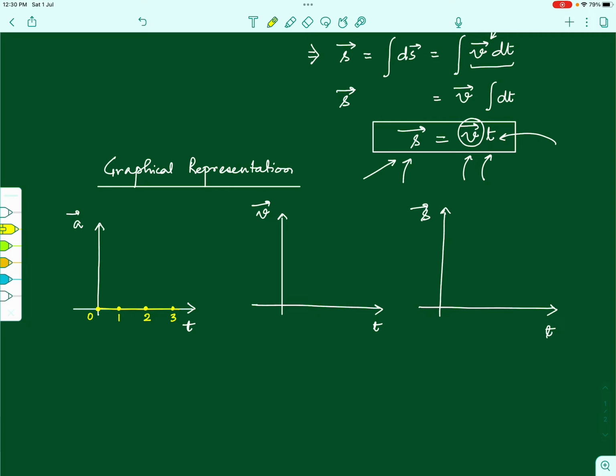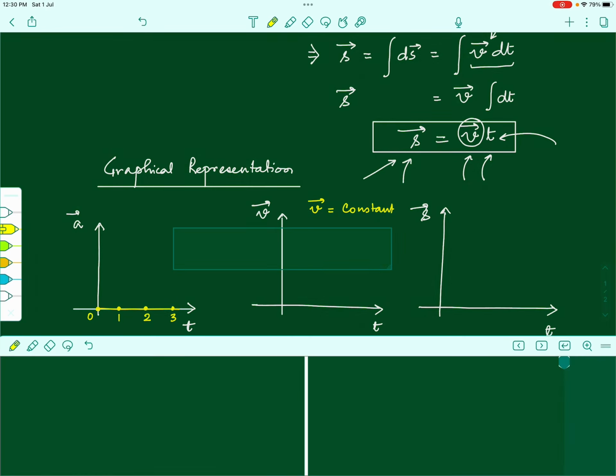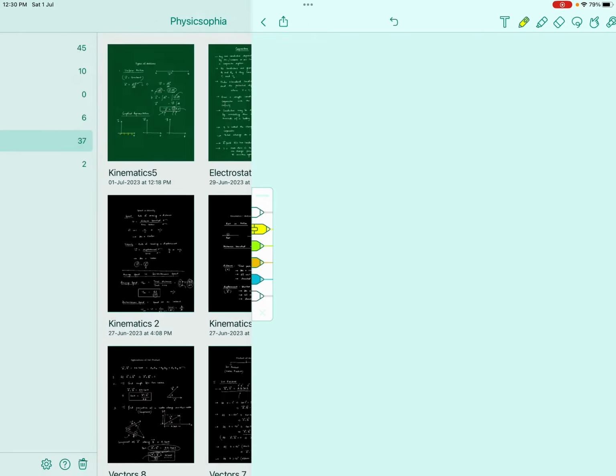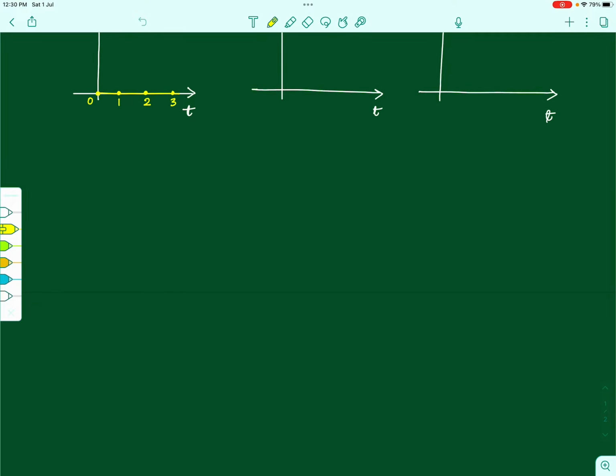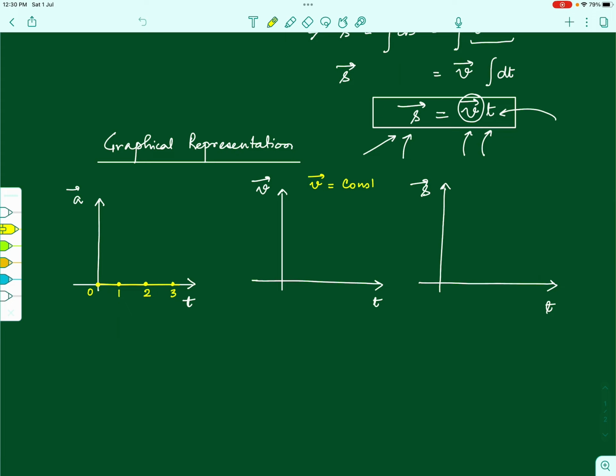Now, we come to the velocity time graph. The velocity of a body moving with a uniform motion is a constant non-zero value. V is a constant non-zero value. Let us say that value is somewhere here, let us say the value of the velocity is some v over here.